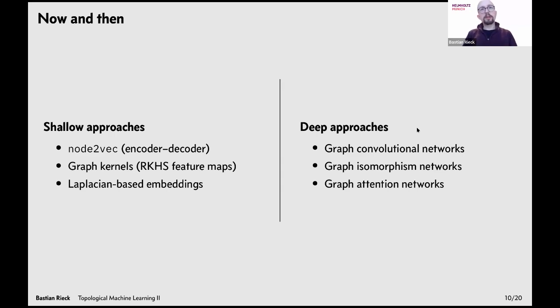So for the shallow approaches, I'm mentioning this for the sake of consistency and for the sake of completeness. There are architectures like Node2Vec, which uses an encoder-decoder architecture and some random walks to essentially take nodes in a graph and embed them in a high-dimensional space.